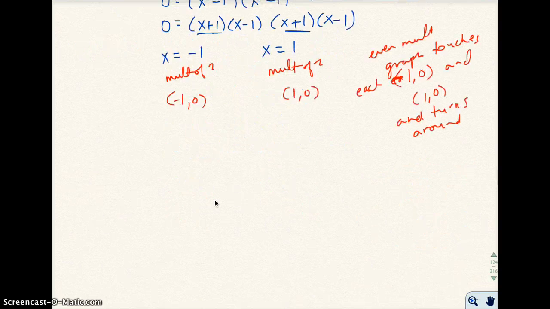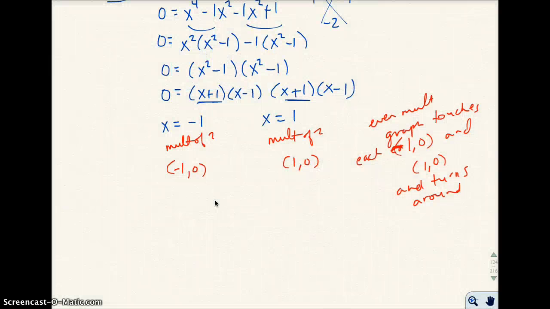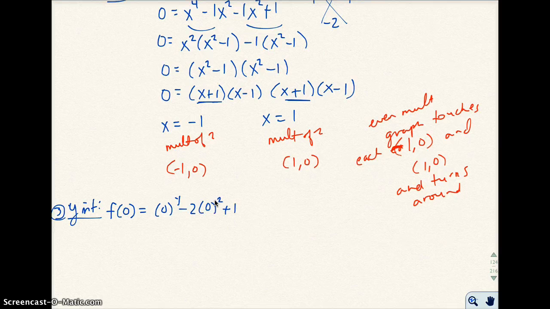Okay. Now we're going to find the y-intercept. I'm going to plug in 0 for x, so f of 0 equals 0 to the 4th minus 2 times 0 squared plus 1. That's 0 minus 0 plus 1, which is 1. I get 0, 1.